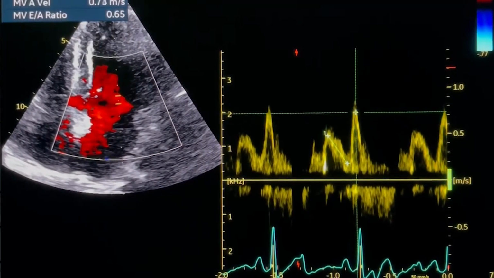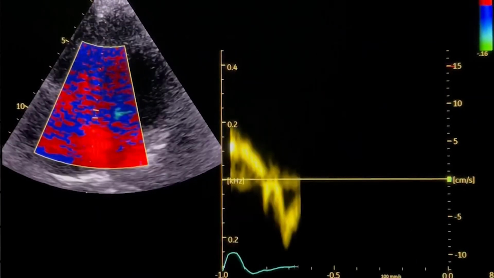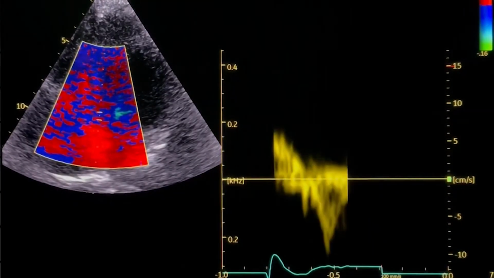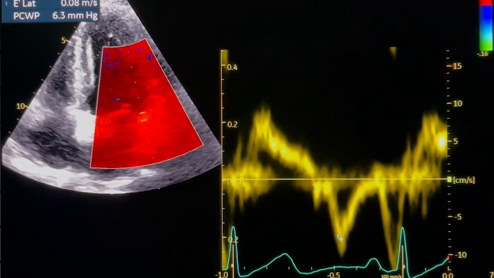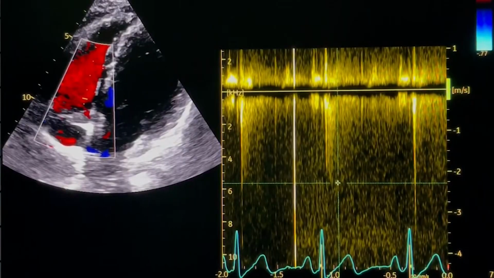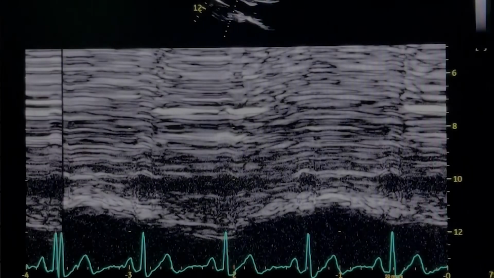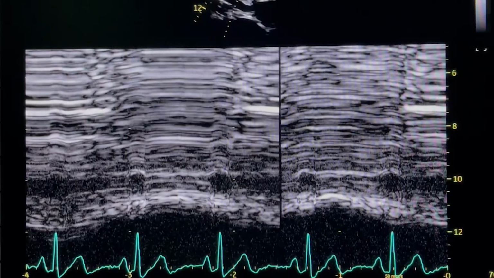Looking at the PW flow pattern of the mitral valve, it shows a grade 1 diastolic dysfunction with normal left atrial pressures. We take a look at the right ventricular pressures by measuring the tricuspid regurgitation gradient. And finally, we measure the IVC in inspiration and expiration to get an idea of the right atrial pressures before concluding the study.